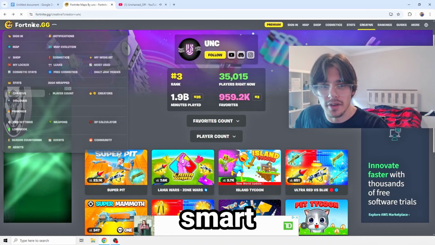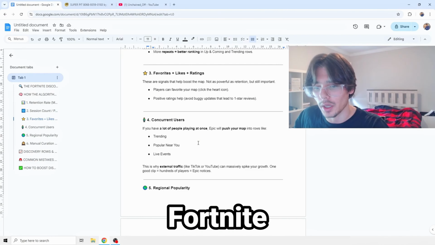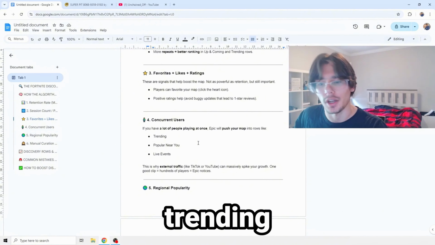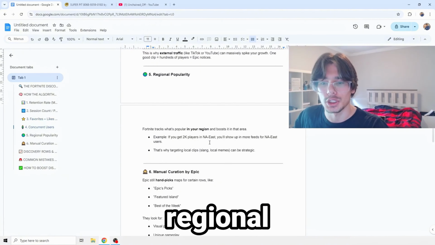So that's a very, very smart tactic to get a lot of engagement, which is why Fortnite checks concurrent players to see how many people are playing your map to boost it into trending, home bar, trending and discover, all of that good stuff. Fifth step, regional popularity.